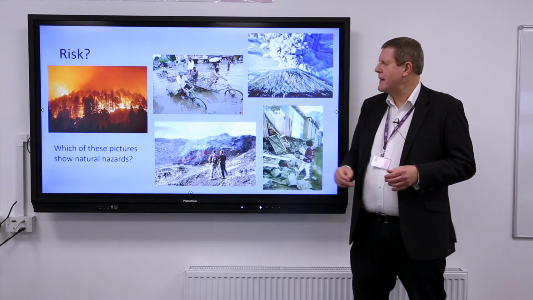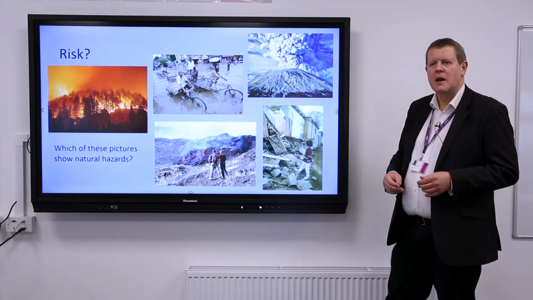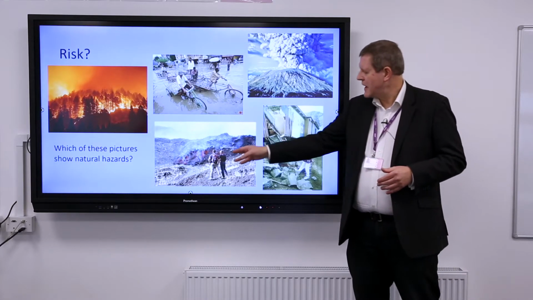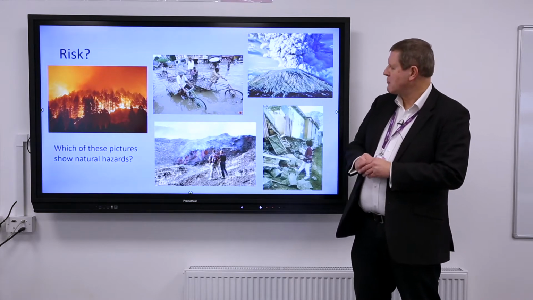Picture two I showed you here is definitely a flood, but this flood is happening on the streets of Dhaka in Bangladesh, when every year they get monsoon flooding just like this. So is an event that happens every year, that people are expecting, in fact in some cases looking forward to, actually a natural hazard?